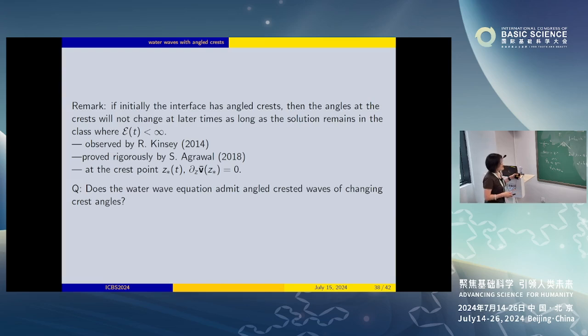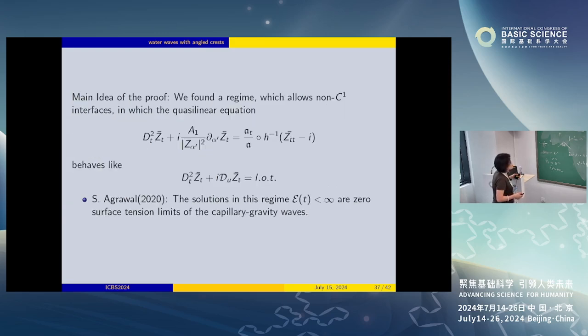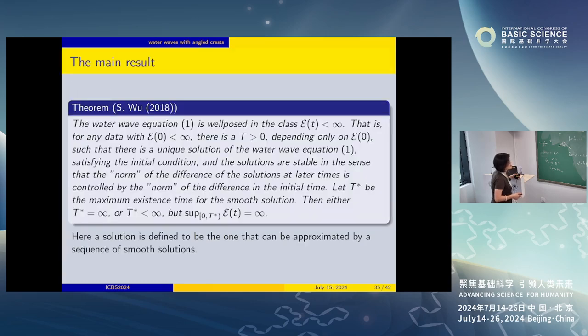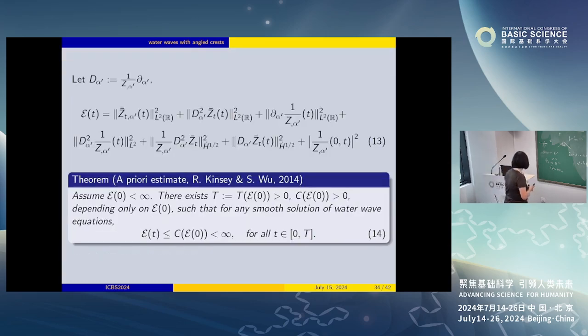Now, there's an important observation first made by Rafe Kinsey, okay? He noticed that the energy class we constructed does not allow change of angle, okay? So why is this, okay? And this observation was proved rigorously by Siddhant. Okay, so why is this? Let's go back to the energy class. It's very simple to see.